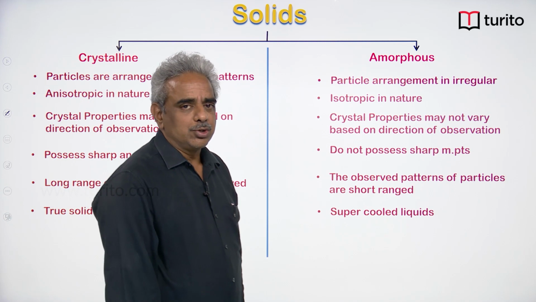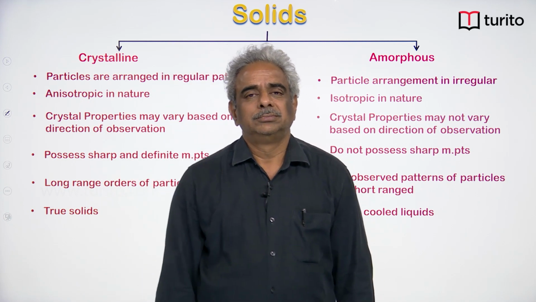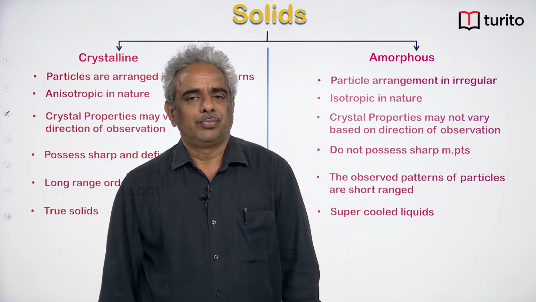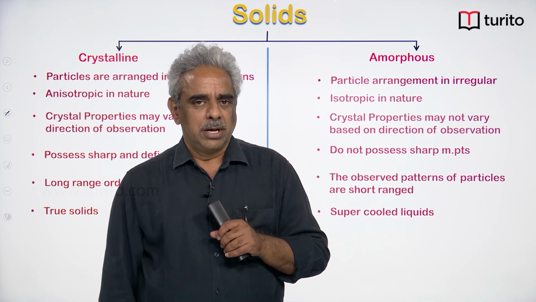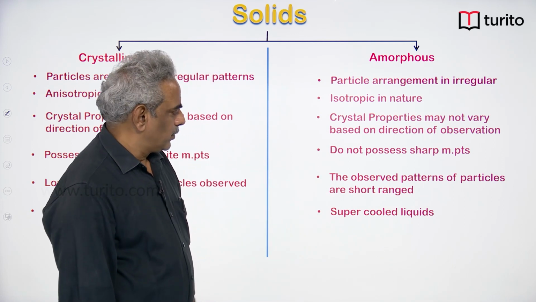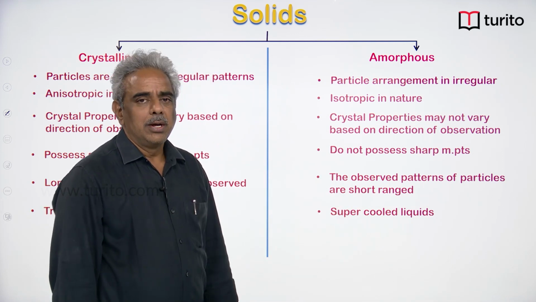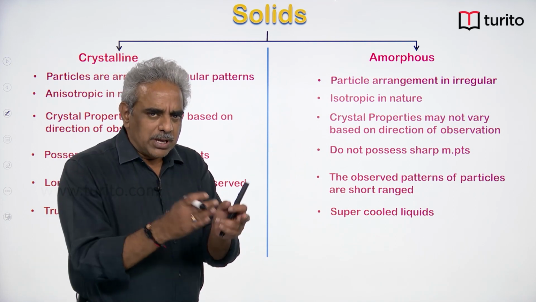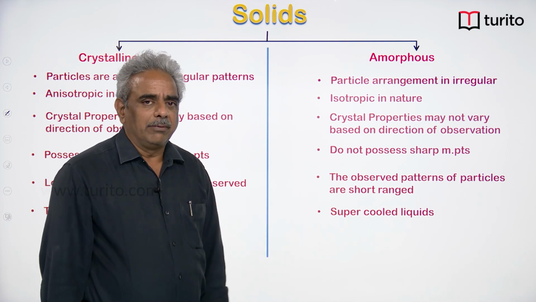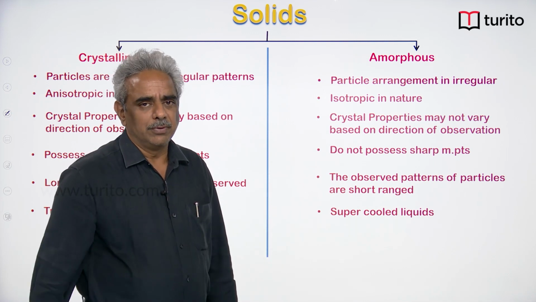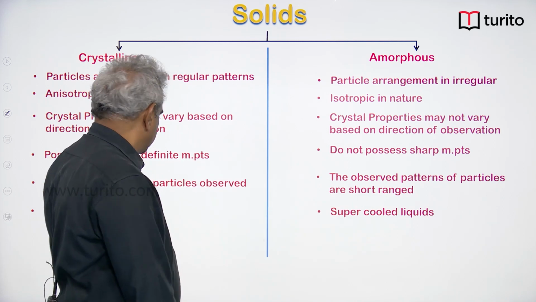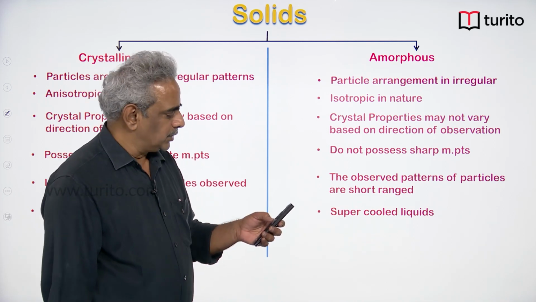True solids and supercooled liquids. Actually, solids means crystalline solids, that is it. They are the only true solids. You can't claim amorphous substances to be solids. We should call them supercooled liquids. Supercooled means they are just dead-like, but still they have a liquid kind of non-uniform distribution of particles. So, we call them supercooled liquids, and these are true solids, crystalline solids.